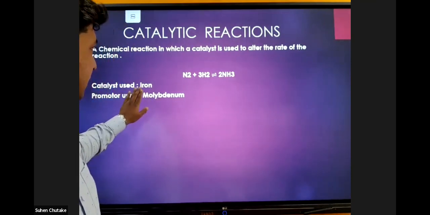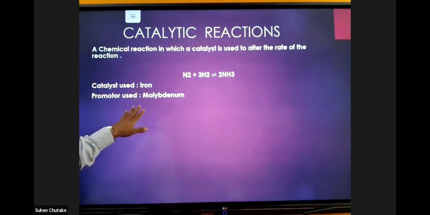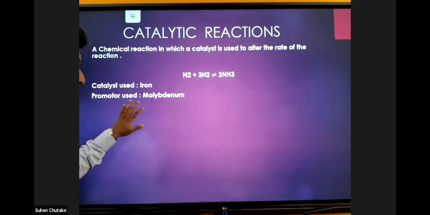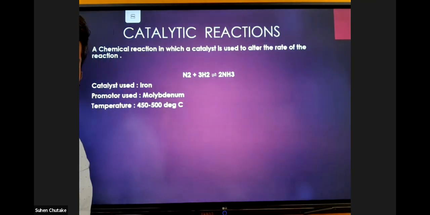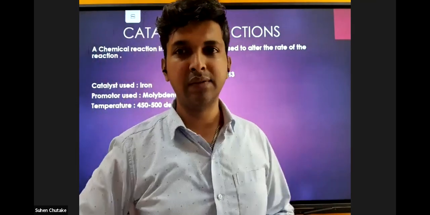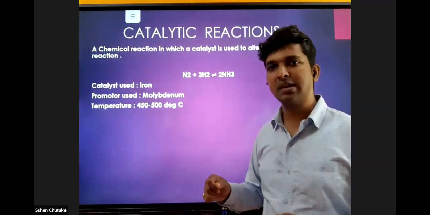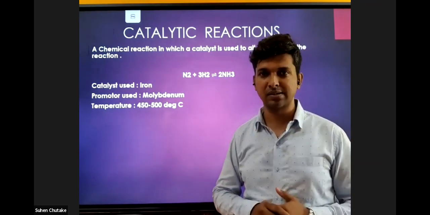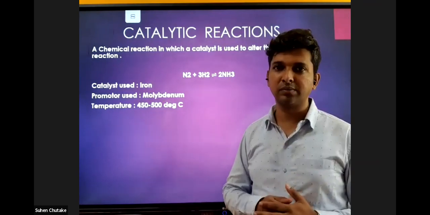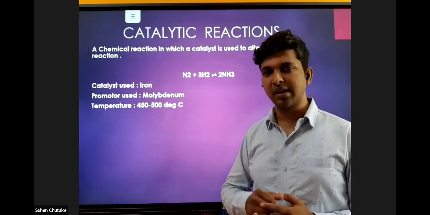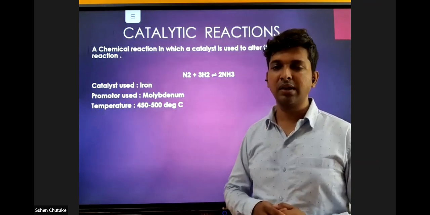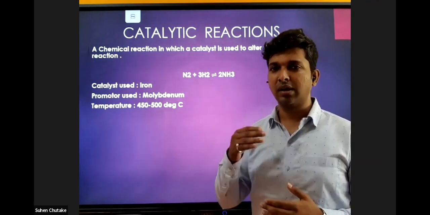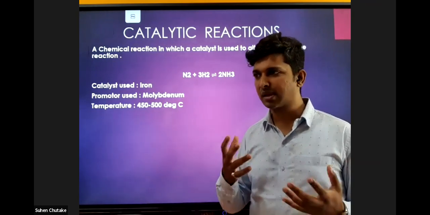Okay, so for example, the catalyst used over here is iron, and to increase the activity of iron, we use a promoter called molybdenum. So what is a promoter? Promoter is the one which increases the activity of the catalyst. On the other hand, poison is the one which will decrease the activity of the catalyst. Now, when do we want the activity of the catalyst to decrease? If the catalyst is proactive and it is converting the reactant into products which we do not desire.